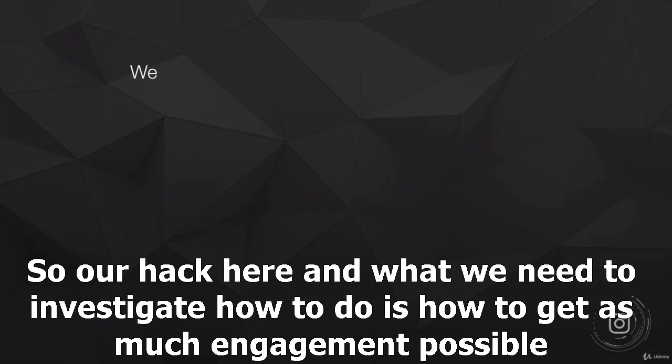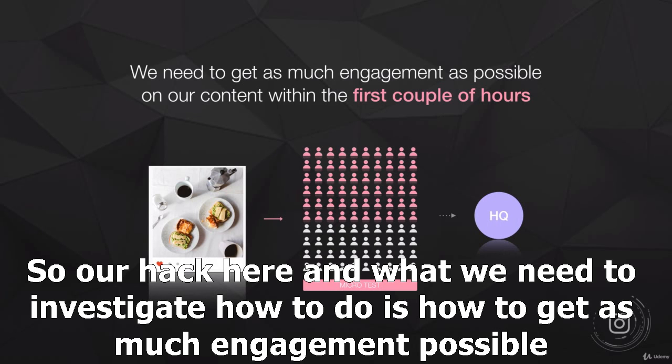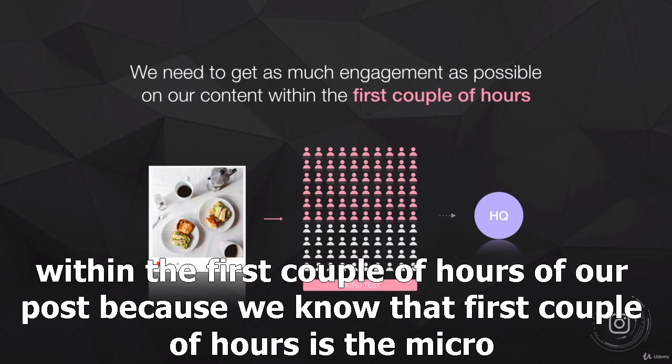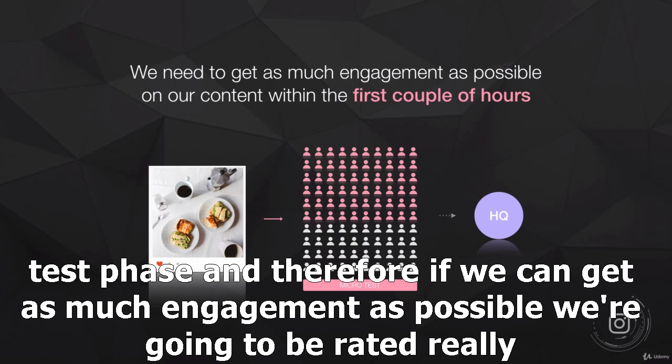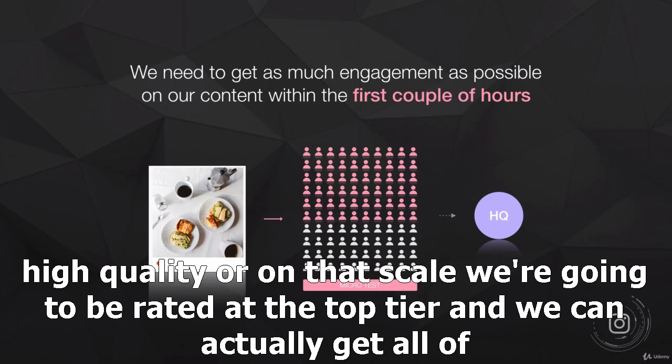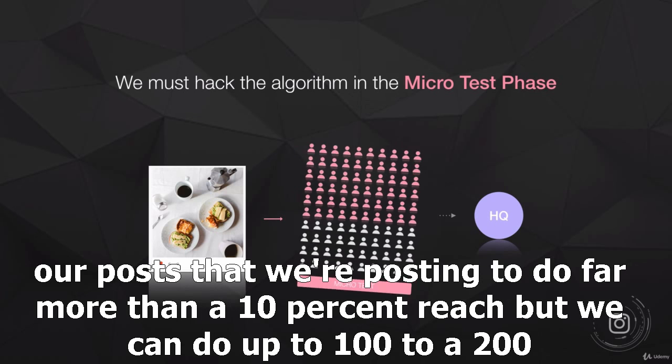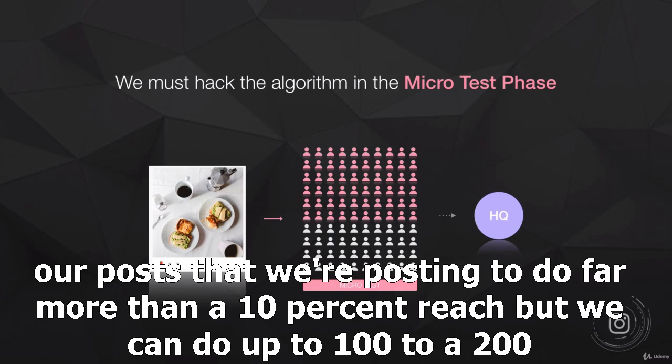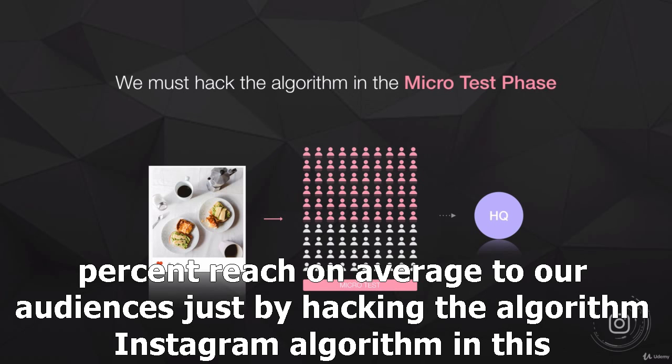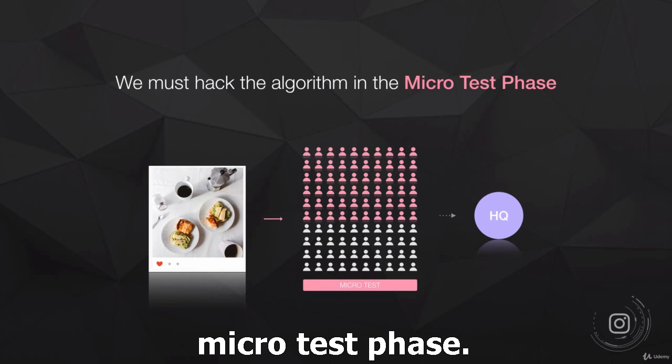So our hack here, and what we need to investigate how to do, is how to get as much engagement as possible within the first couple of hours of our post, because we know that first couple of hours is the micro test phase. And therefore, if we can get as much engagement as possible, we're going to be rated really high quality, or on that scale, at the top tier. And we can get all of our posts to do far more than a 10% reach, up to 100 to 200% reach on average to our audiences just by hacking the Instagram algorithm in this micro test phase.